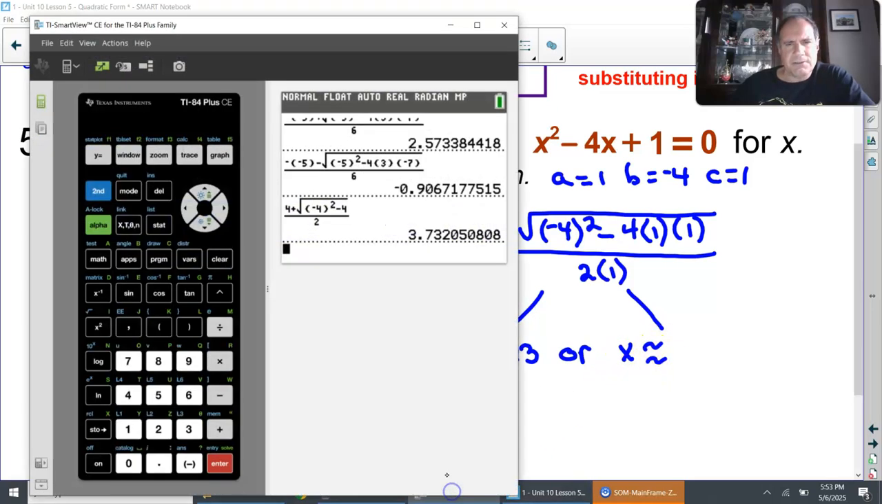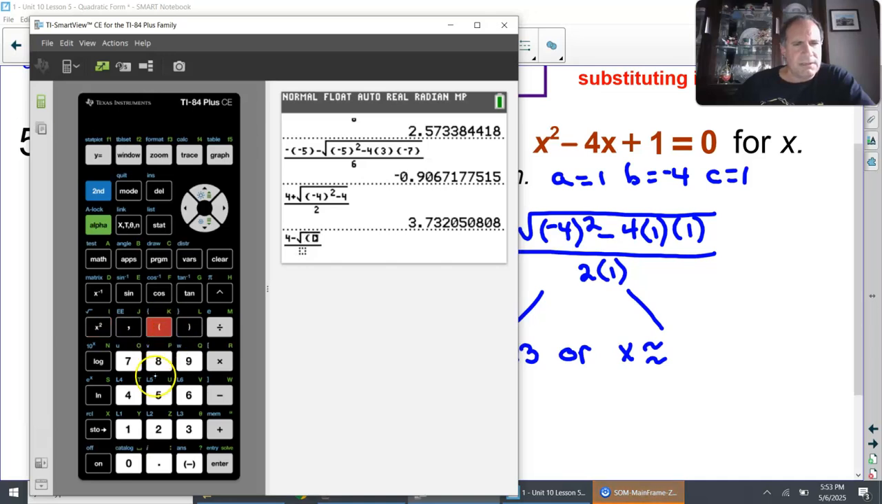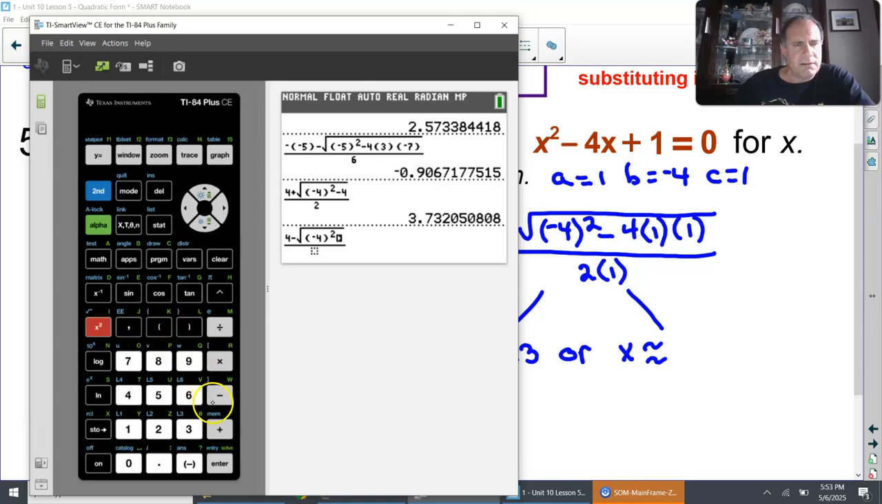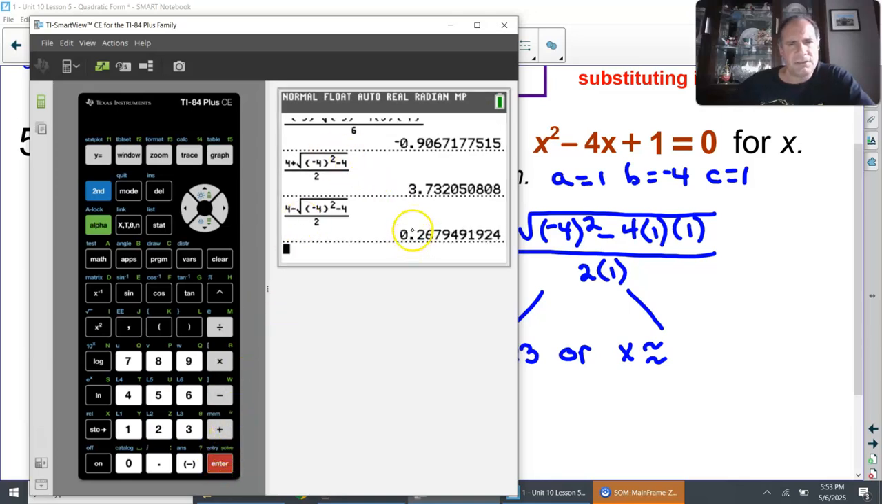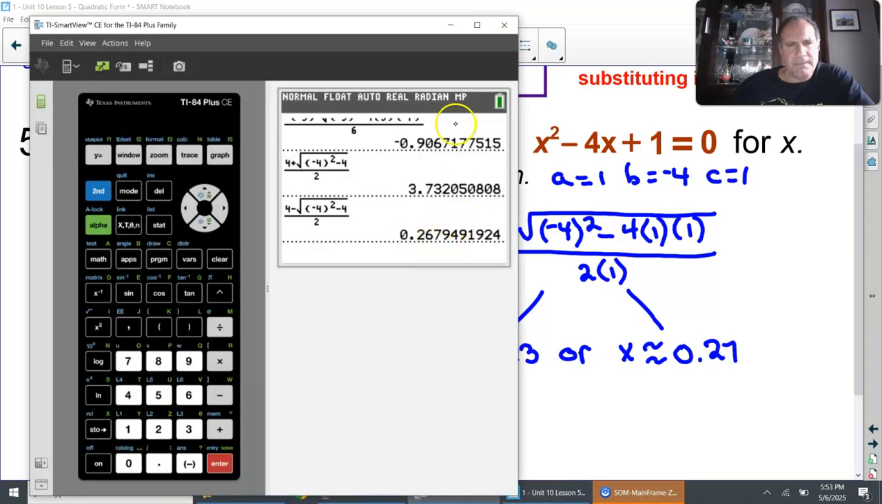And then on the other side, let's go ahead. We're going to put 4 in, alpha x. We're going to put 4 in. We're going to do the minus side now. Second function, square root, -4 goes in, squared, minus 4 again, and then all over 2. Rounded to the nearest hundredth is 0.27. And that's it.